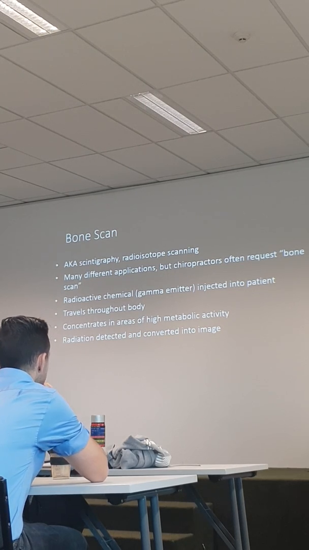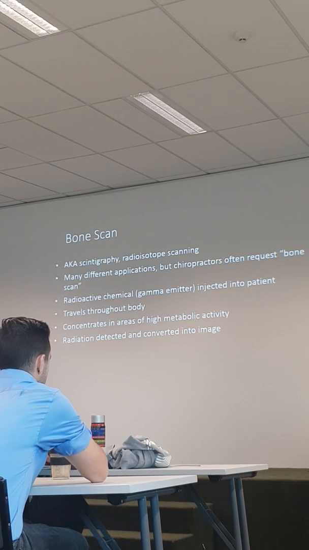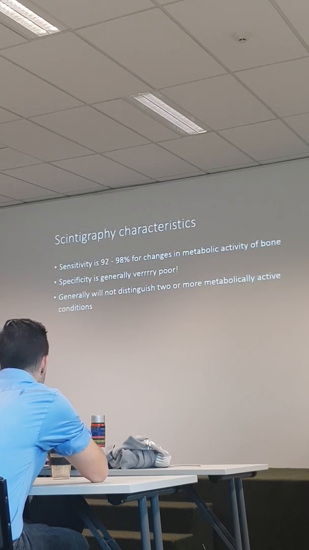Bone scan, also known as scintigraphy. You inject the patient with a radioactive chemical, let them sit alone for a while so that the high metabolic areas can absorb it. And then you use a gamma camera to find out where the most radiation is coming from, and that tells you where there's a high amount of metabolic activity going on.